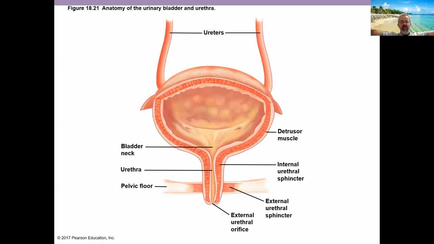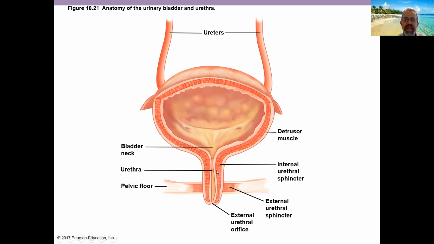All right, so this is a nice frontal view of the structures that play a role. Here we've got the 2 ureters. We've got the bladder. Here we've got part of this is the urethra, which is going to lead out to the outside world. But I wanted to point out a couple key structures. Number 1 is this muscle in the bladder that's known as the detrusor muscle. Very thick, smooth muscle.